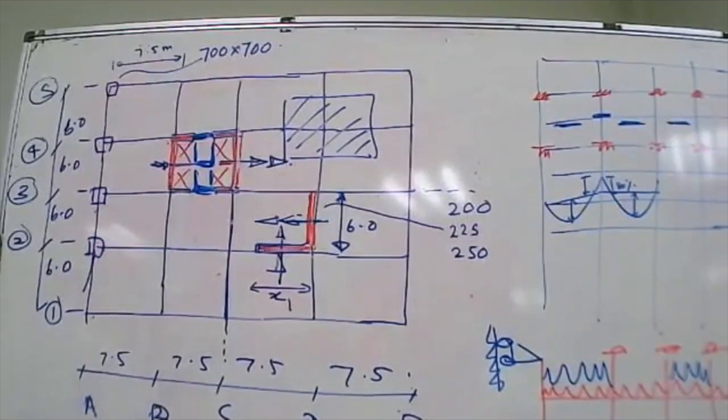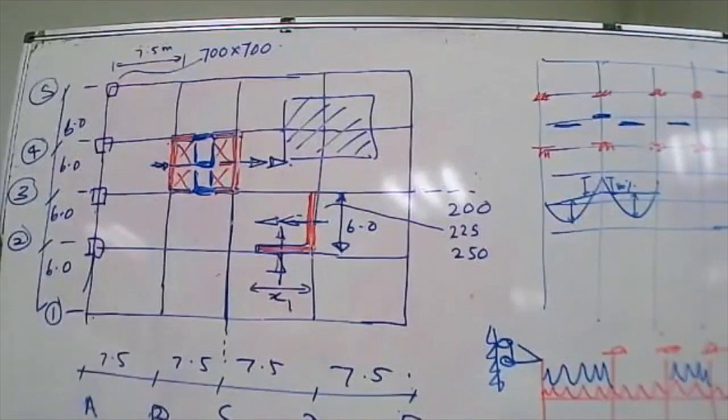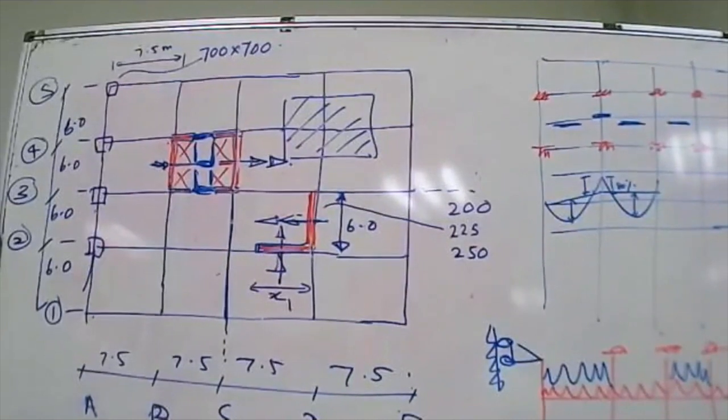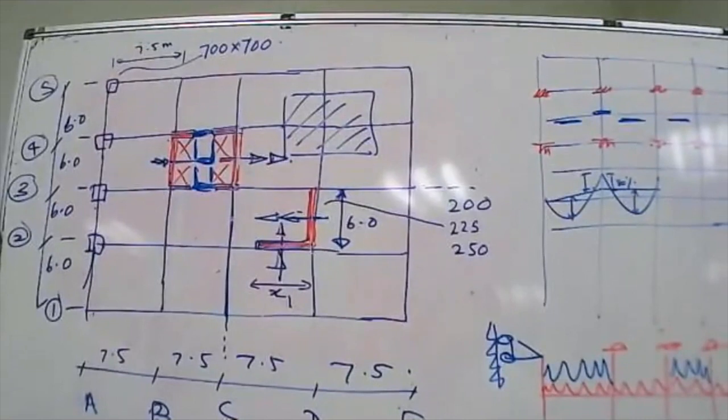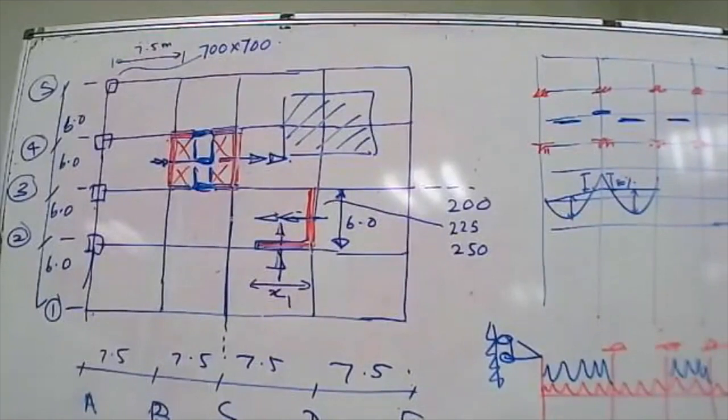Excuse me, sir. Is it necessary to continue beams through the shear walls, or can we stop at the end of the shear wall? No need to continue, but you have to provide sufficient anchorage into the shear wall, as a fixed joint, to ensure that the joint behaves properly. Otherwise it will become a simply supported pin joint if you don't provide the reinforcement properly. And then it will transfer higher bending moment to the span.